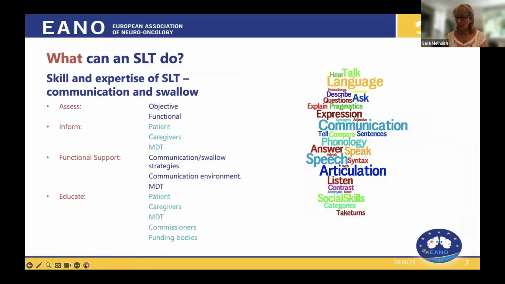So what can we do to help and support people with a brain tumour? Well, we can start with assessment, both objective and functional. We can inform the patient, the caregivers, and the whole multidisciplinary healthcare team looking after these people of what these results are. But really importantly, we can give functional support and therapy. Different approaches for low grade and high grade, but definite roles in both. And also we can educate, but we need to look beyond the patient, caregiver, and MDT to a broader audience.